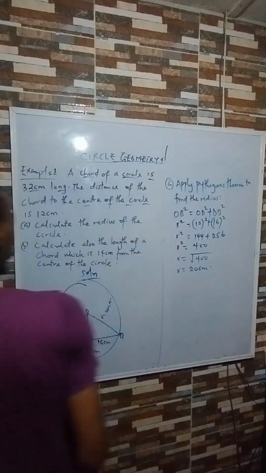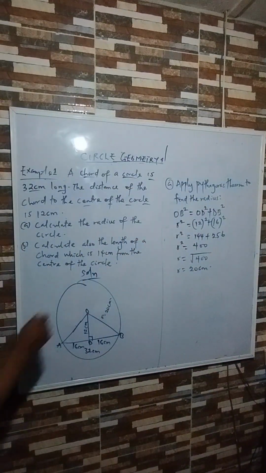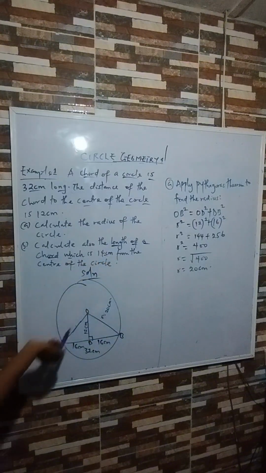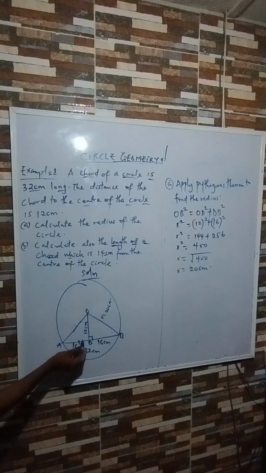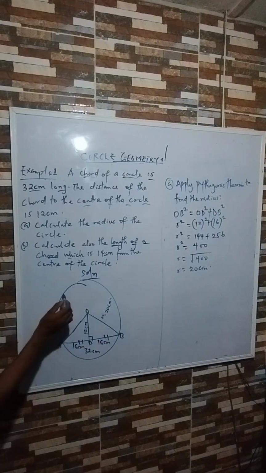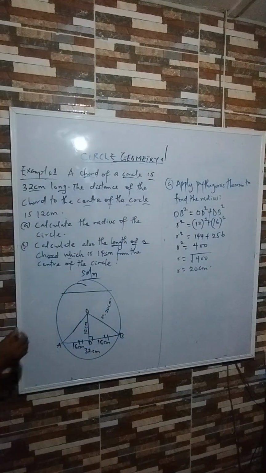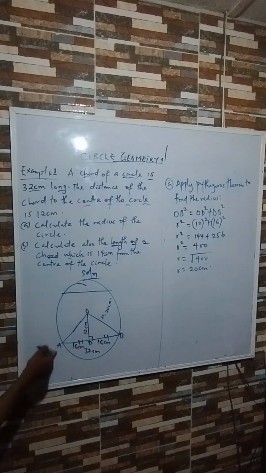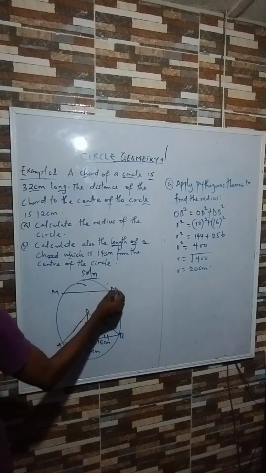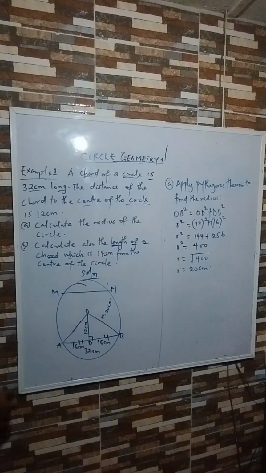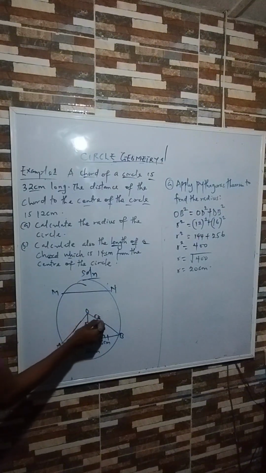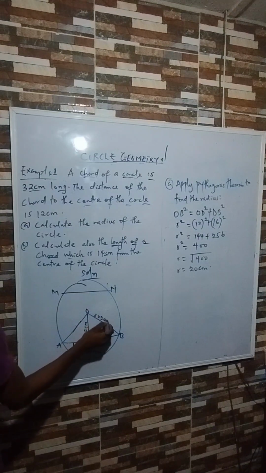Now for question number B. Question B says that you are also supposed to calculate the length of a chord which is 14 centimeters from the center of the circle. Definitely we should know that these two are equal. So if you have to calculate that, we can create another chord around this place. Let's label this one as M and this place as N. We are asked from the question to calculate the length of this particular chord.